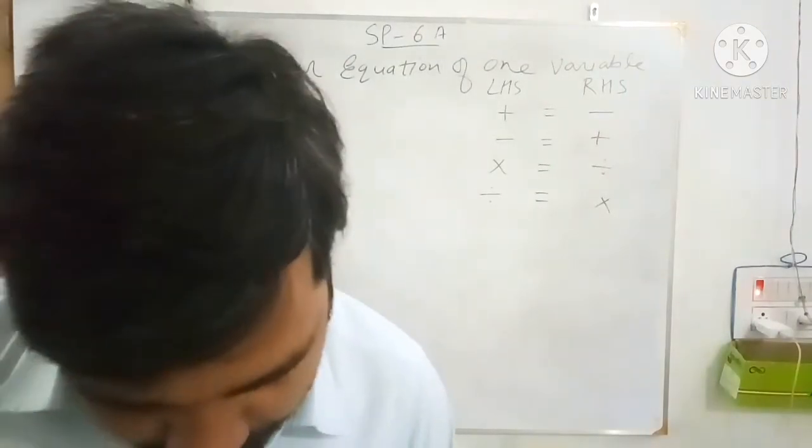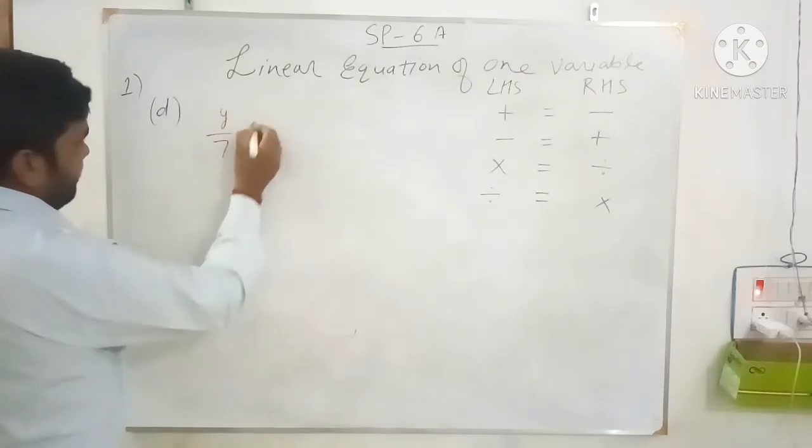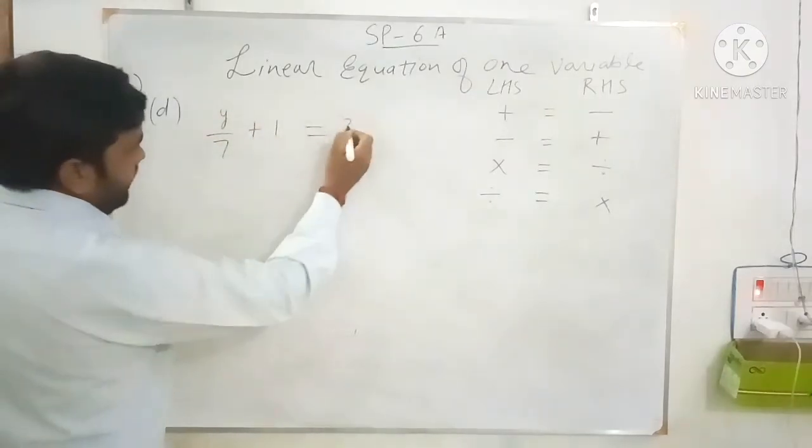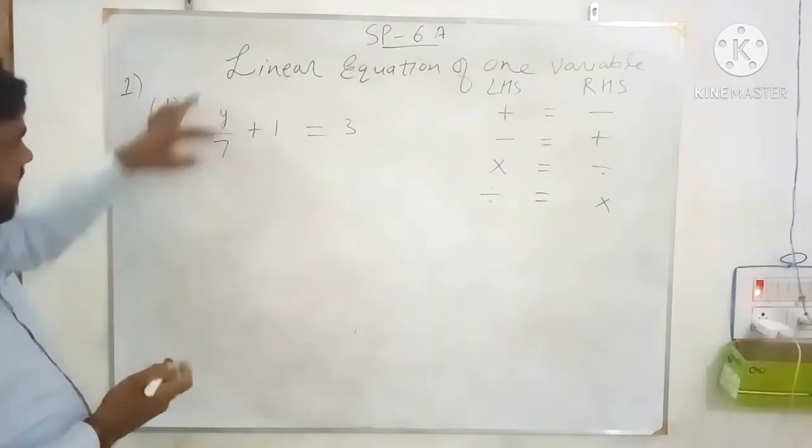y by 7 plus 1 equals 3. See how we solve again. We have to find the value of the variable y.